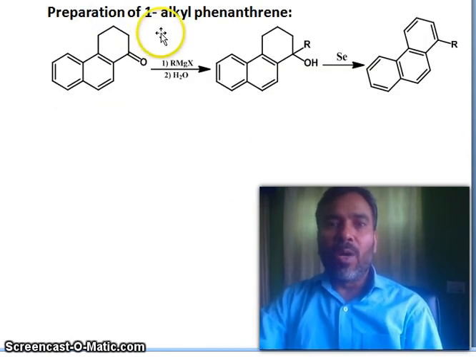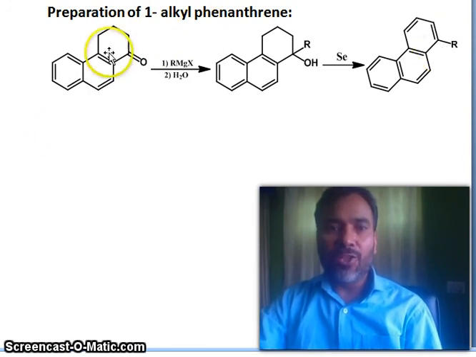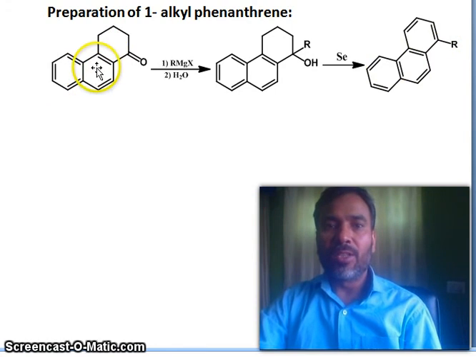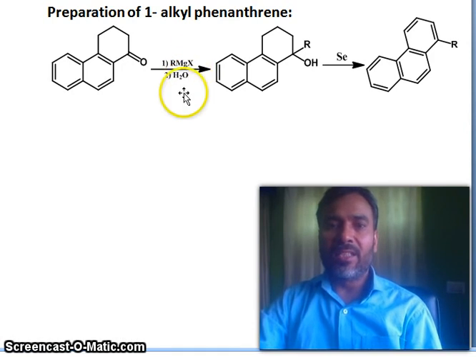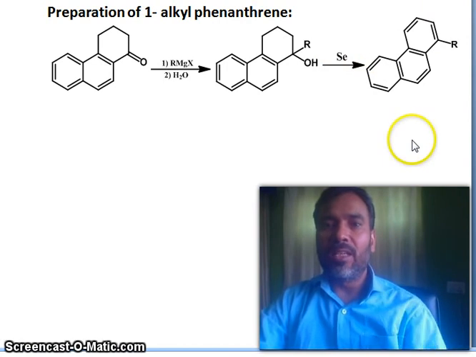Now 1-alkyl phenanthrene. We know the position; this is the 1-alkyl derivative. Start from these compounds in the presence of RMgX, which you know very well is a Grignard reagent, and subsequent hydrolysis gives these products. In the presence of selenium, oxidation occurs and this ring is formed. This is 1-alkyl phenanthrene.